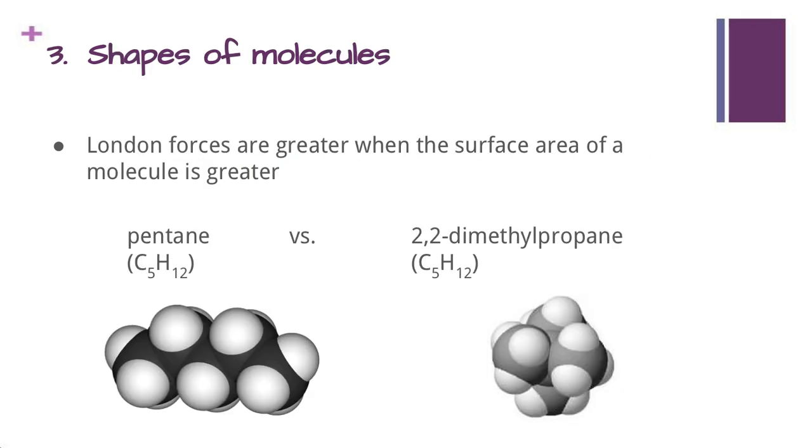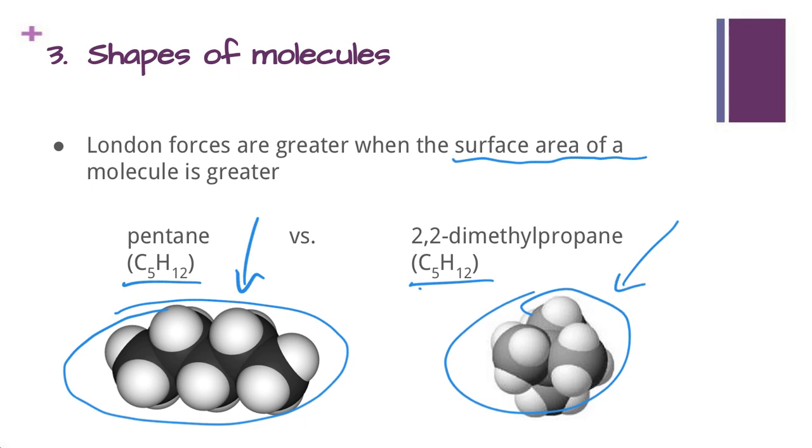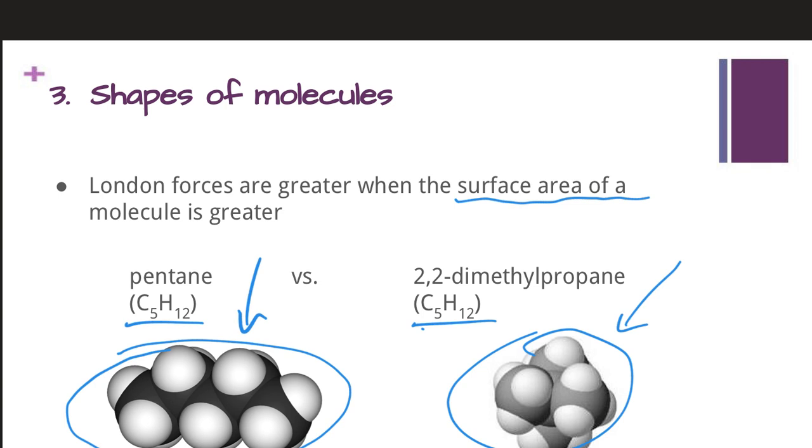Finally, the shape of the molecule does matter as well. London forces are greater when the surface area of a molecule is greater. So if you look at these two C5H12 molecules, the first one here, pentane, has a larger surface area. And so the London forces are going to be greater here than in this 2,2-dimethyl propane molecule, because its surface area is much smaller.